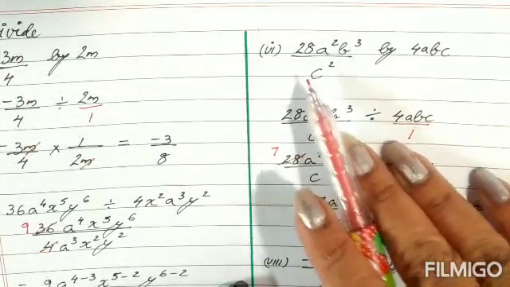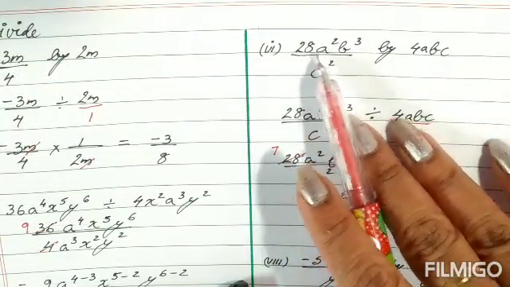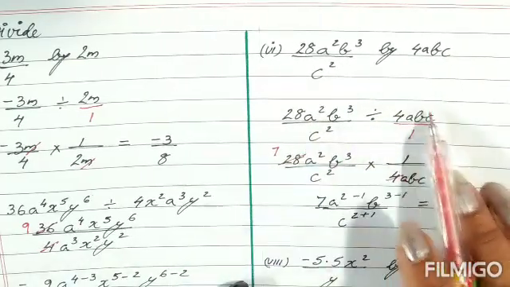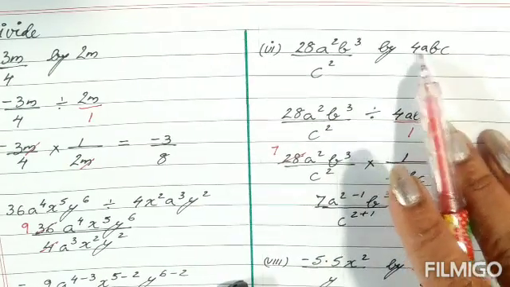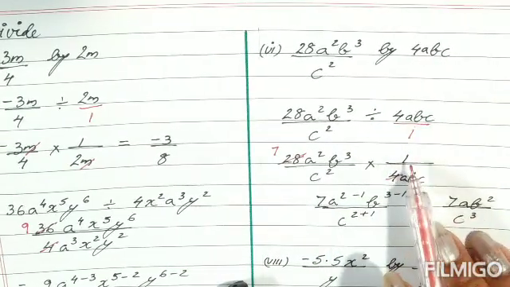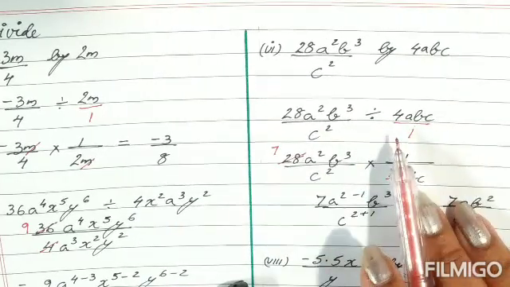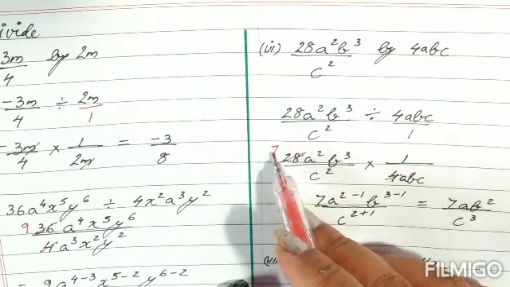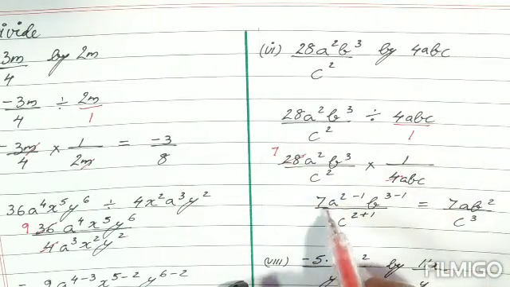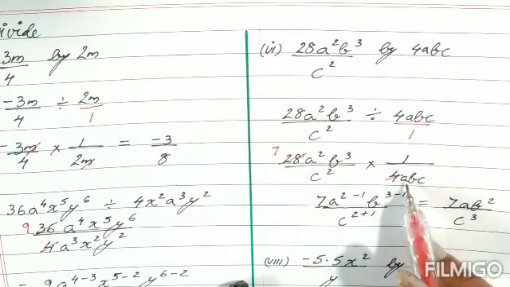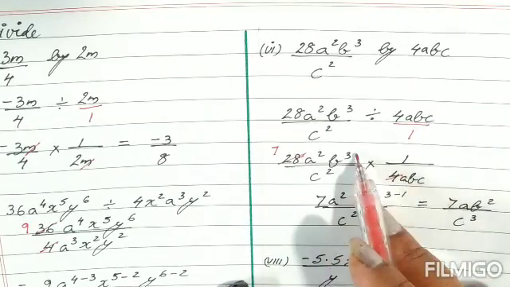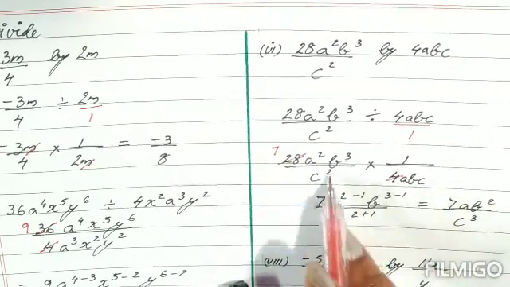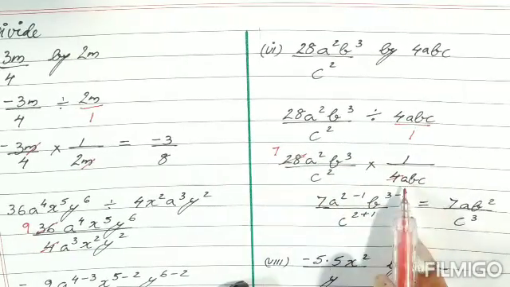Now let's see the 6th subpart, children. This is 28a cube b3 upon c square divided by 4abc. So first copy down the question. Now again, because over here it was only 4abc, I'll write it upon 1 so that on both sides we have the terms in the form of a fraction. Now 4 and 28 can be reduced 7 times, so I've reduced that, right? And now 7a to the power 2, and from here 1 minus 1, b to the power 3, from here minus 1, and then c square and c over here. That means there is no c in the numerator, only the c is in the denominator.